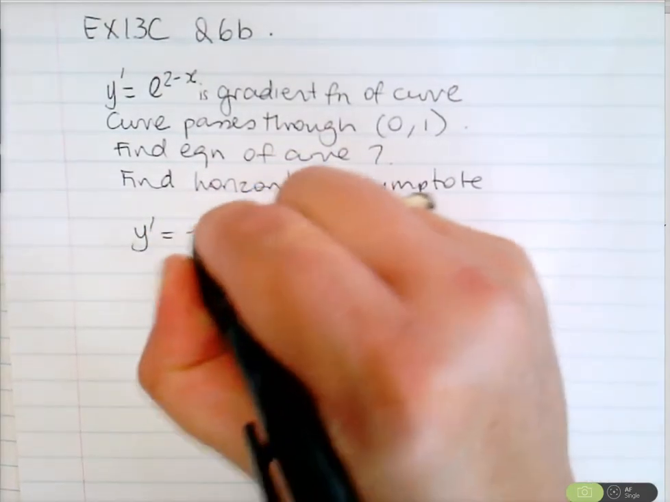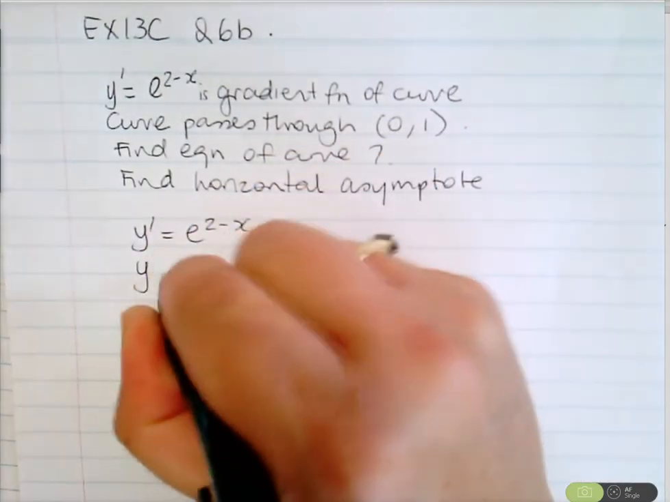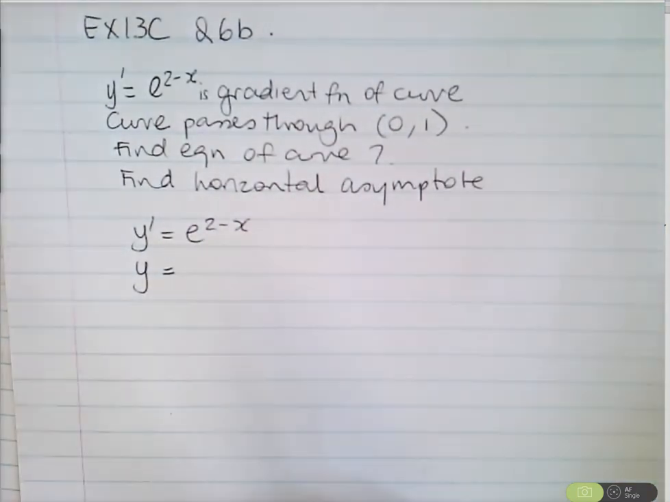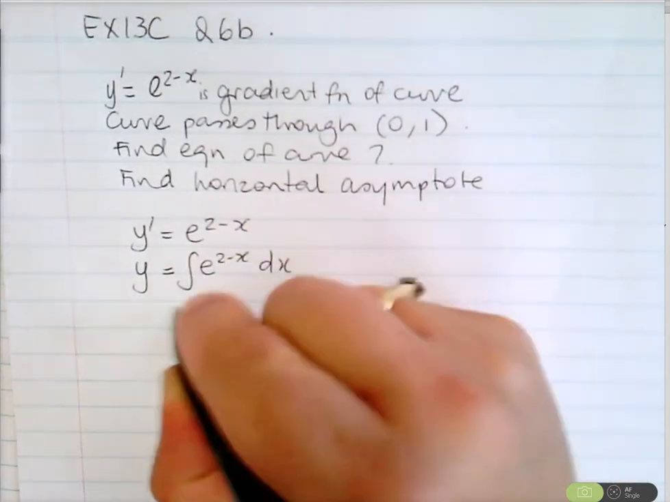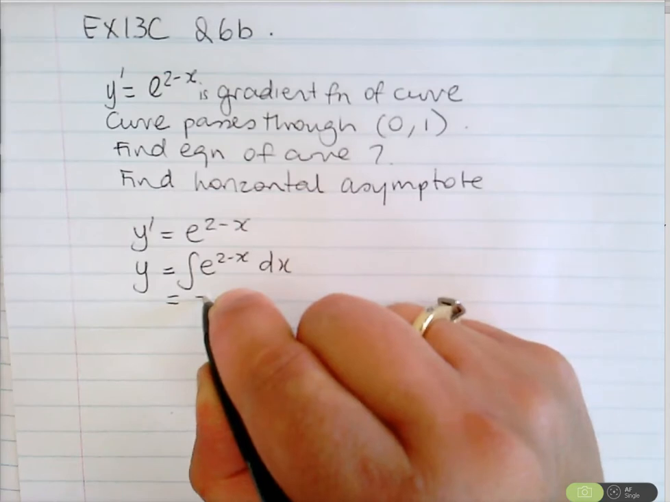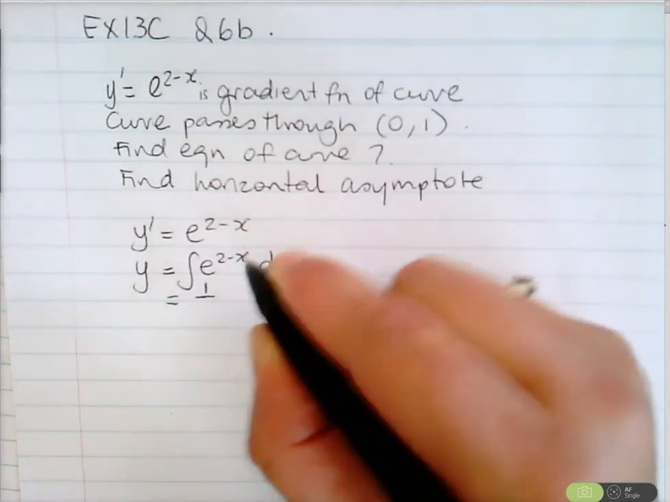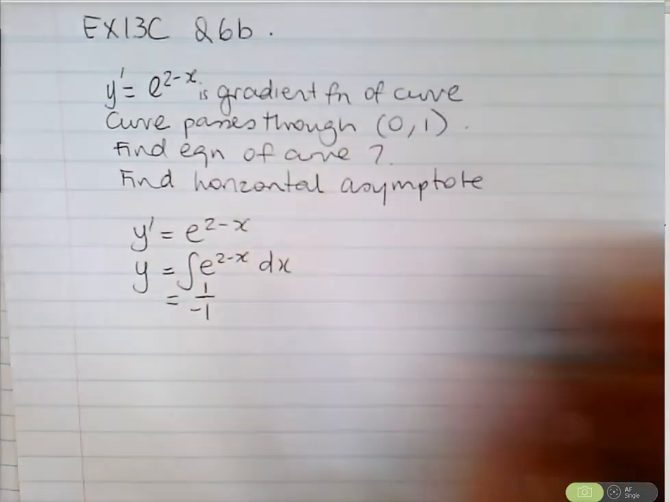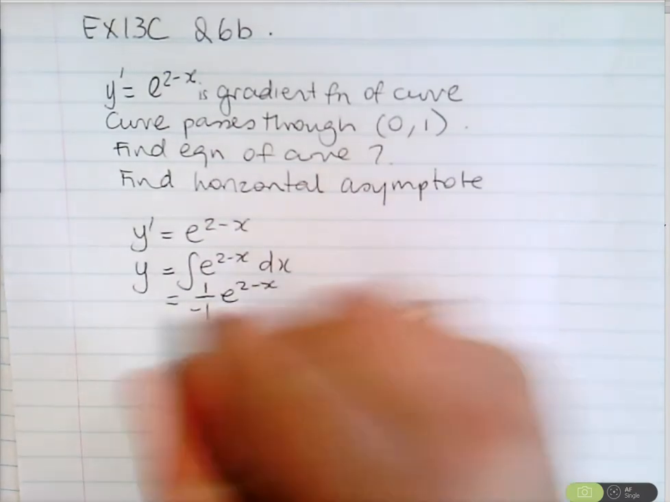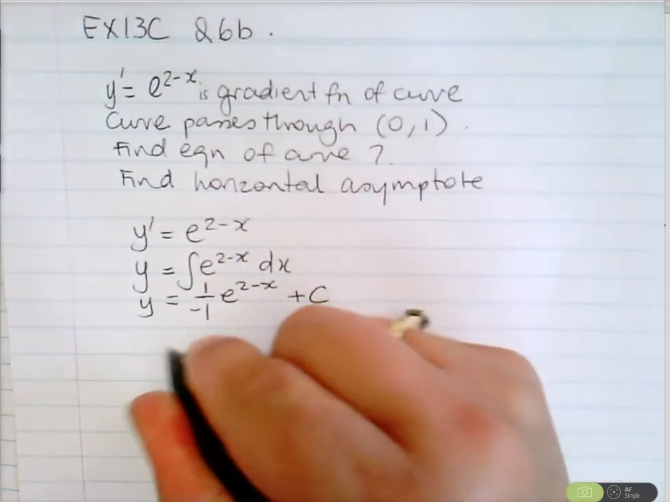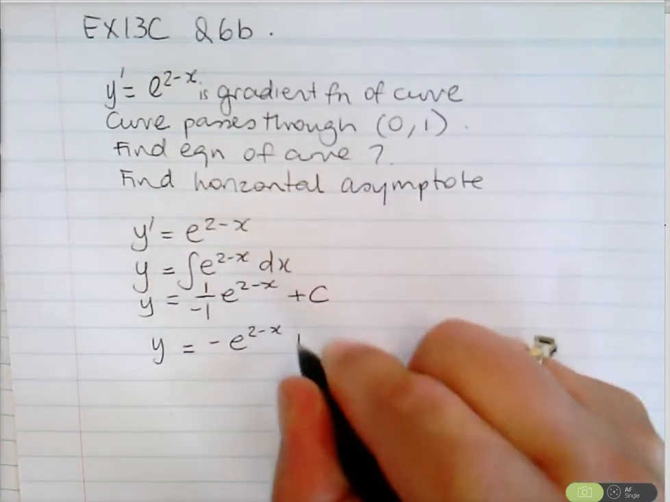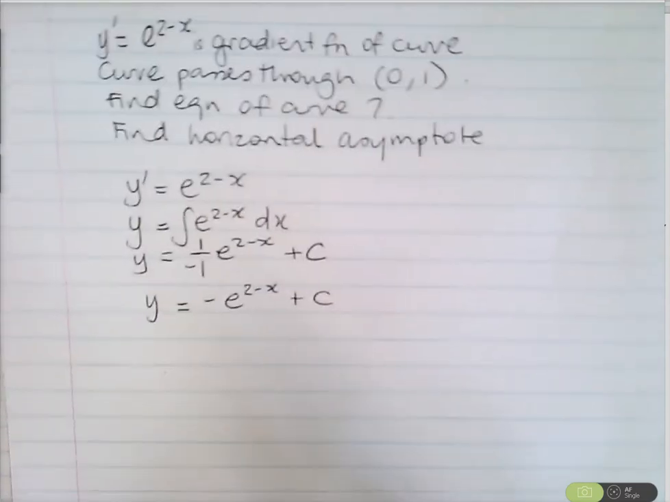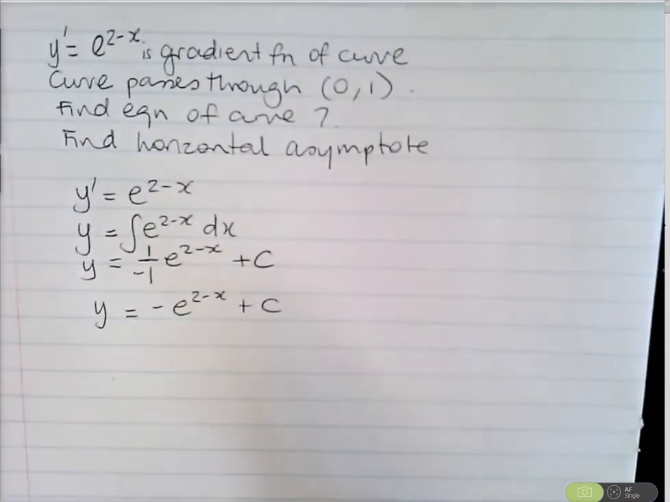Now, if y dashed is e to the 2 minus x, to find y, what do you do? Integrate or differentiate? Integrate. So to integrate that, you get 1 over a. Now, a happens to be -1. So it's y equals negative e to the 2 minus x plus c. So that's the first bit of the question.